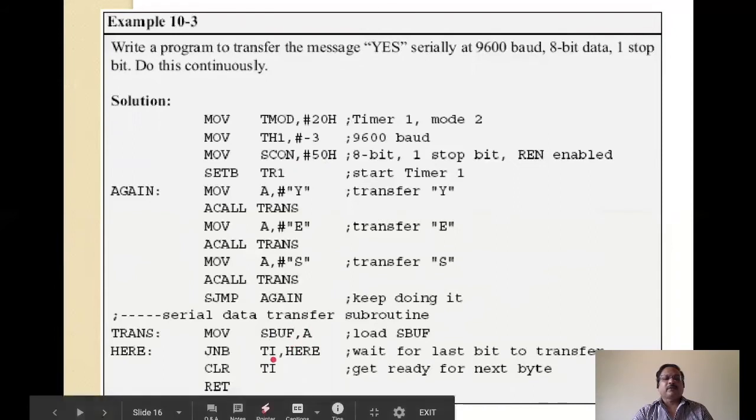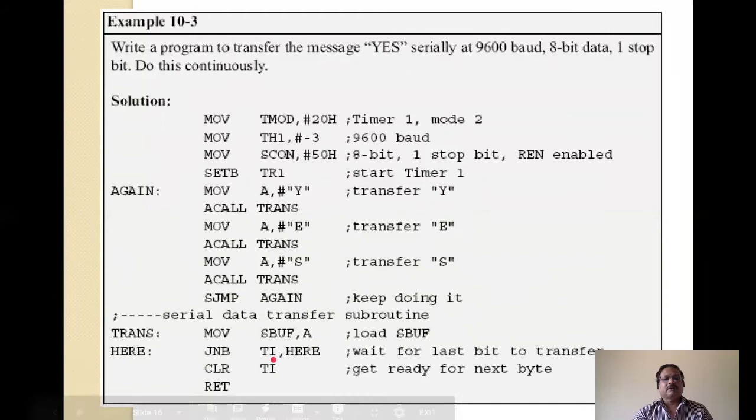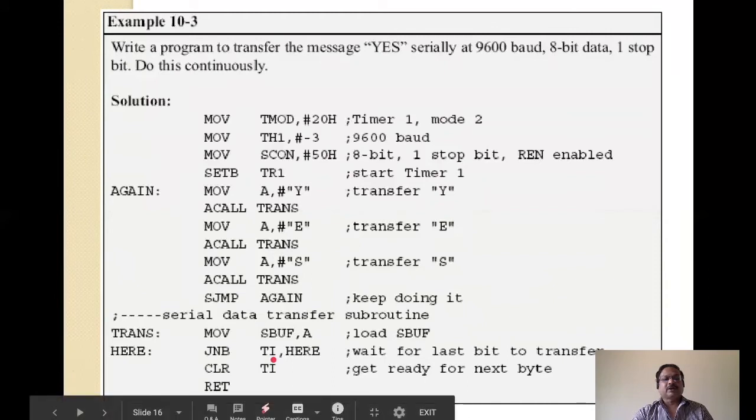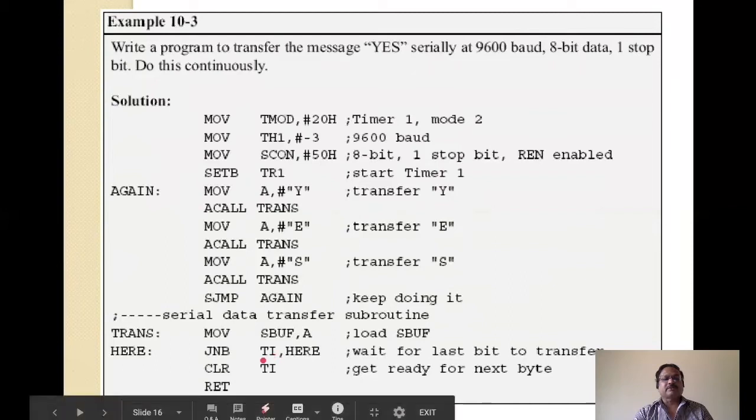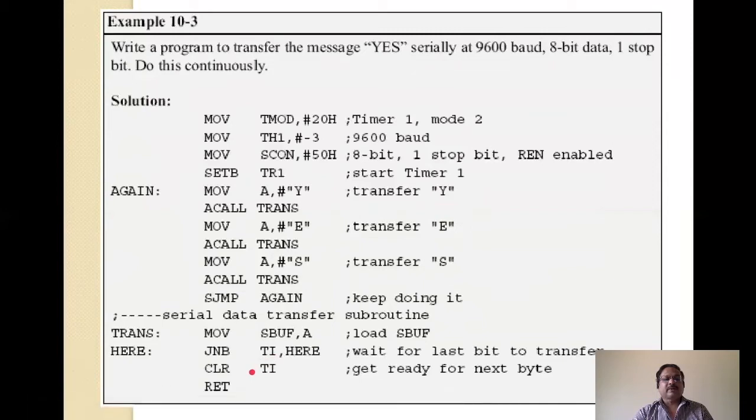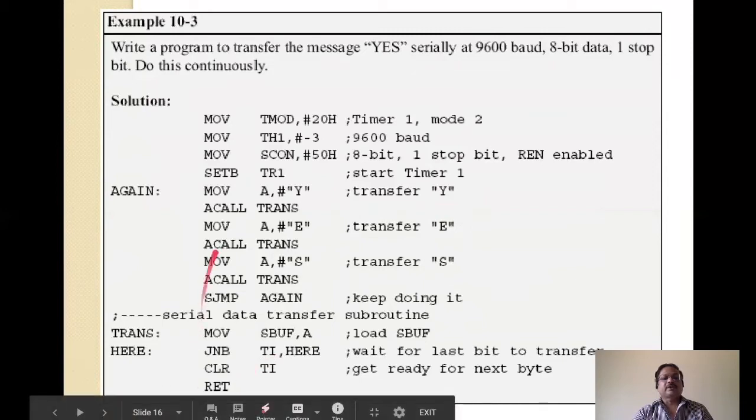Again, wait for the flag bit to set, the TI flag. When the TI flag is set, after finishing the transmission of the last bit, that means the stop bit, then clear that transmit interrupt flag bit and return for the next character.